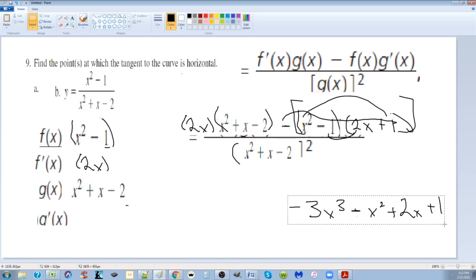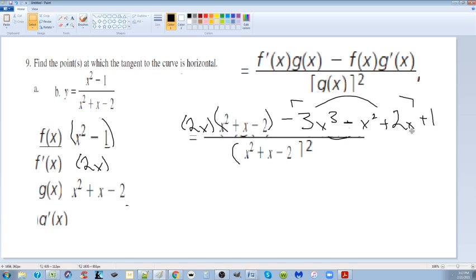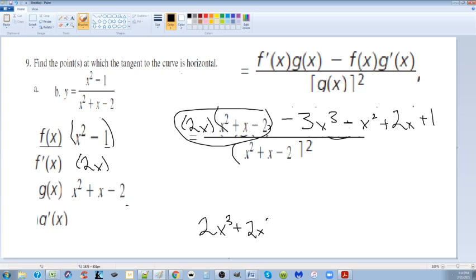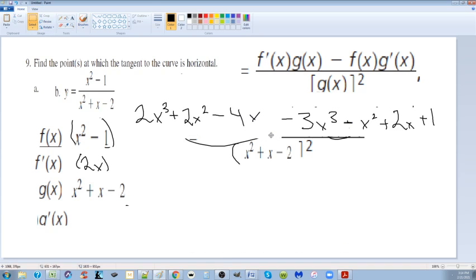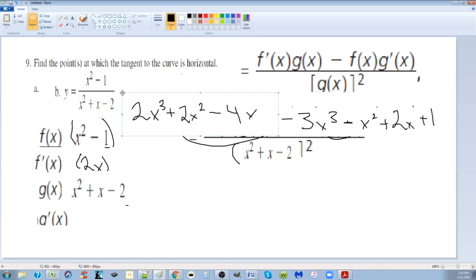Now I can replace the entire right side with that. Boom, I don't need the brackets anymore because I've resolved the brackets with a negative. I'm going to leave the denominator alone for a second. And on this left side, I get 2x cubed plus 2x squared minus 4x. So now I can replace that entire left side with that, maybe a little bit smaller. A little bit too big.